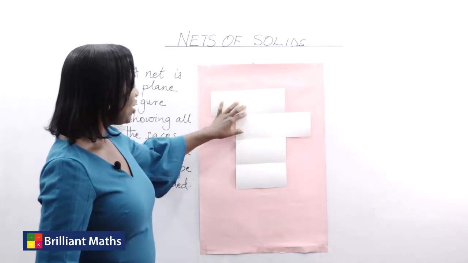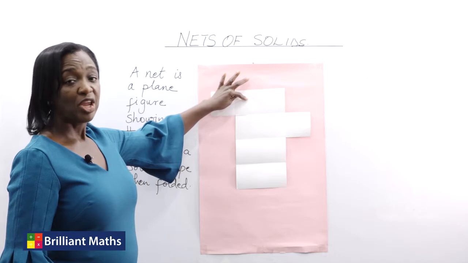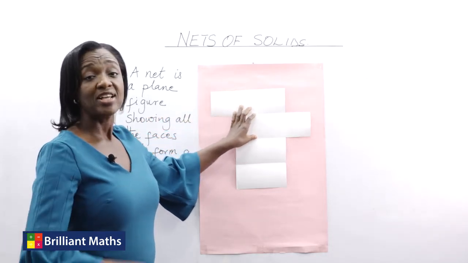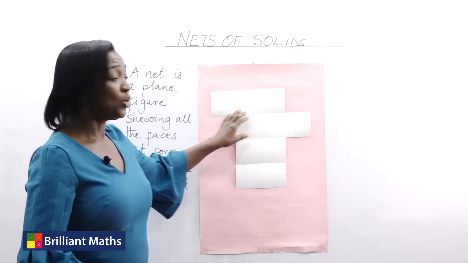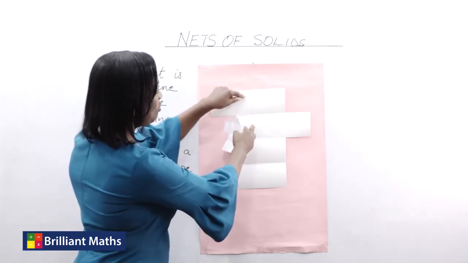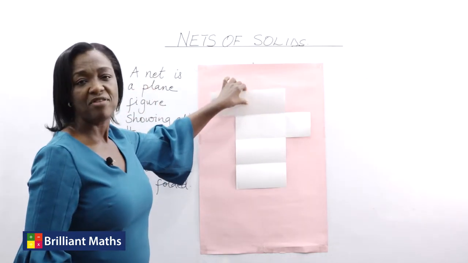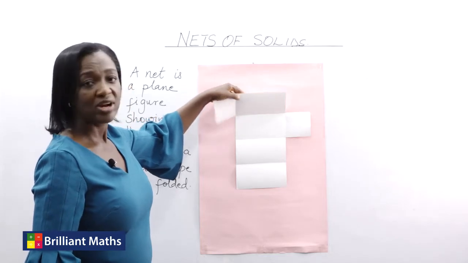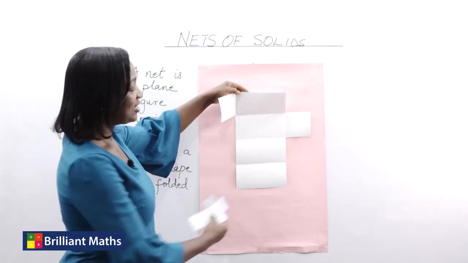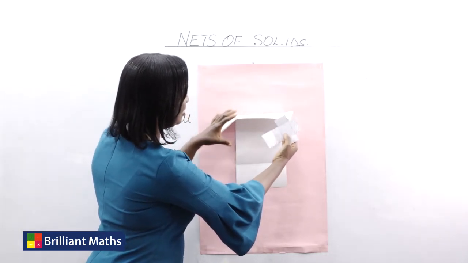What we have on the board here is the net of a cuboid. So take a look at it. A cuboid has 6 faces, like we all know, and these are the 6 faces. 1, 2, 3, 4, 5, 6. This is not a very regular net of a cuboid that most people are used to, but we can see that it can actually form a cuboid.